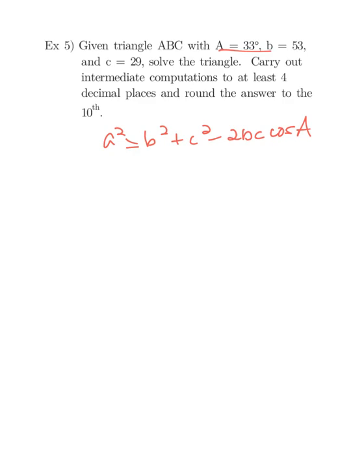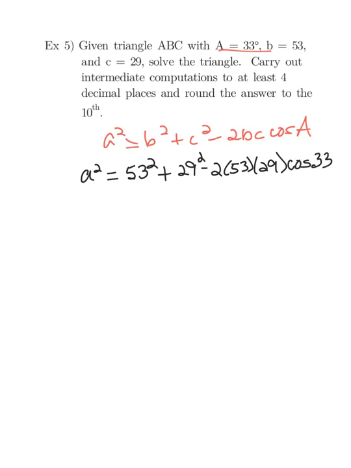So then putting all of our pieces into place, what this will force us to do is find side A. So we'll set a squared equals side B is 53 squared, side C is 29 squared, minus 2 times 53 times 29 times the cosine of our angle A that we were given, which is 33.